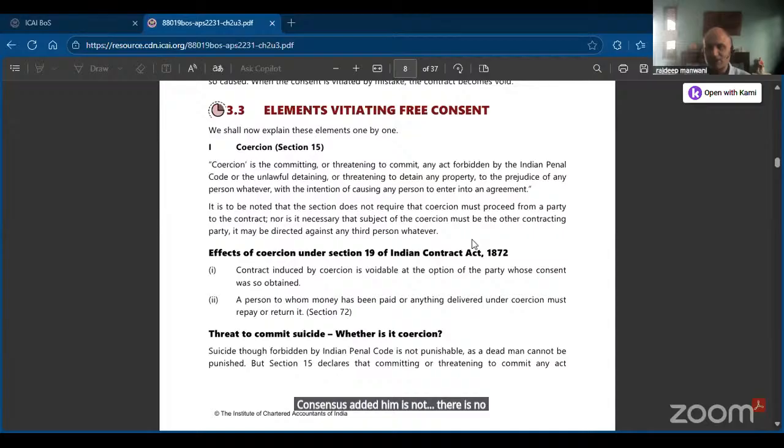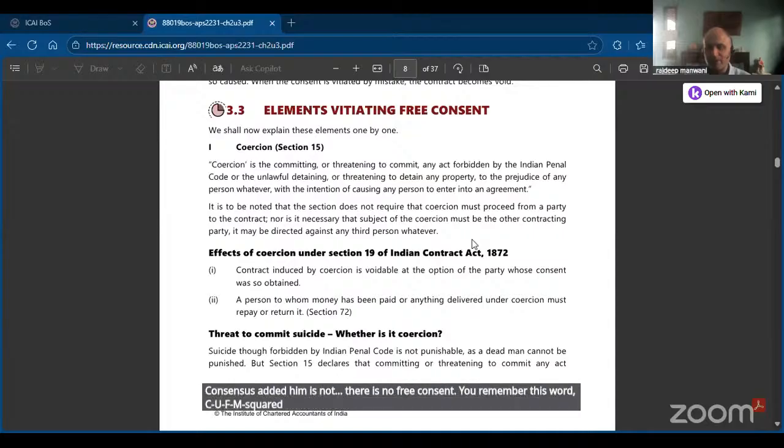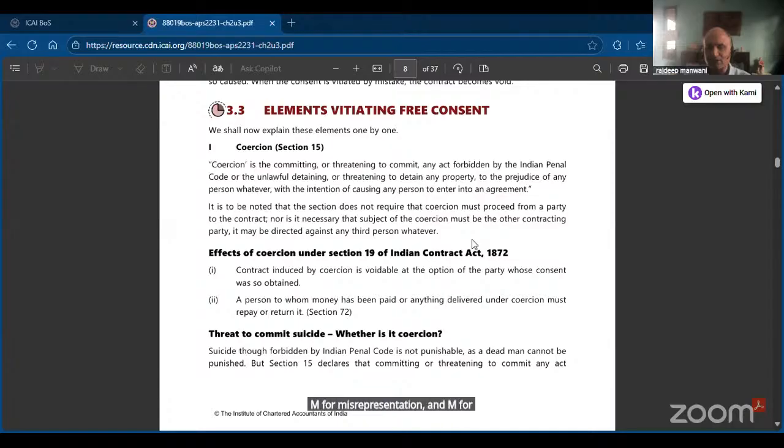You remember this word CUFMM, or CUFM squared. C for coercion, U for undue influence, F for fraud, M for misrepresentation, and M for mistake. Remember, the first four are sections 15, 16, 17, 18. Coercion is 15, undue influence is 16, fraud is 17, misrepresentation is 18.